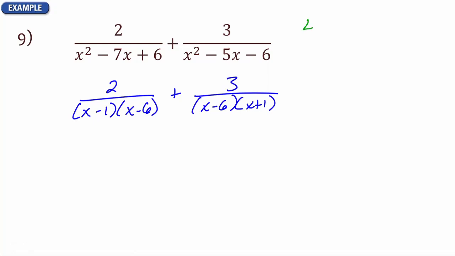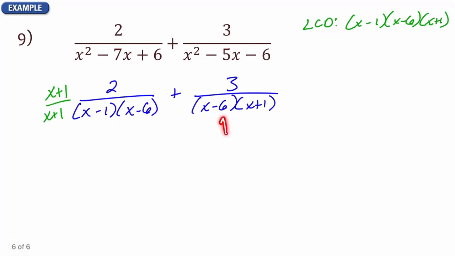Going over here to the side, I'm going to write down my least common denominator. Everything from the first denominator: x minus 1, x minus 6. And everything from the second denominator I have not yet written. I already have an x minus 6. What I don't have is an x plus 1. So that means in this first fraction, which doesn't have the x plus 1, I'm going to multiply the top and the bottom by x plus 1. And the second fraction doesn't have the x minus 1, so I have to multiply this one by x minus 1 over x minus 1.